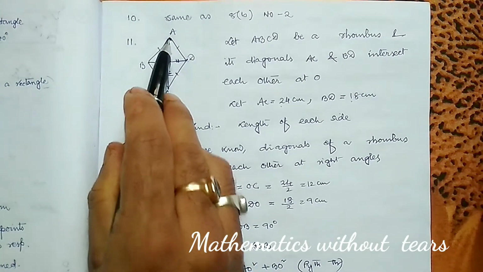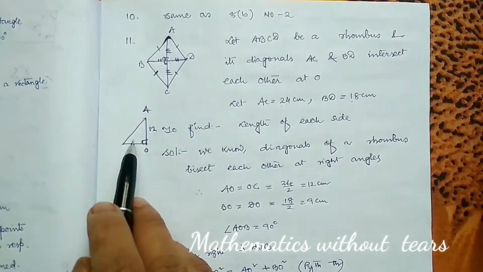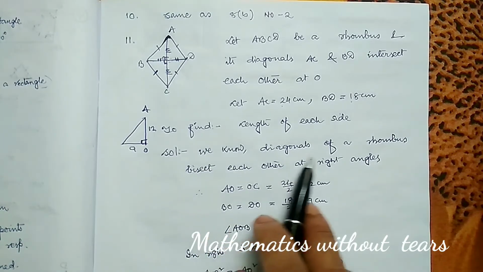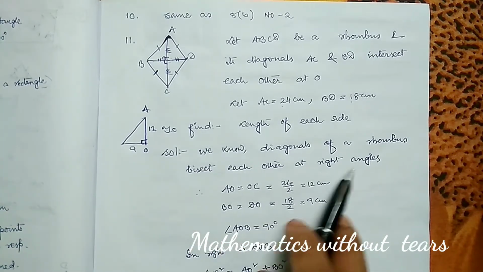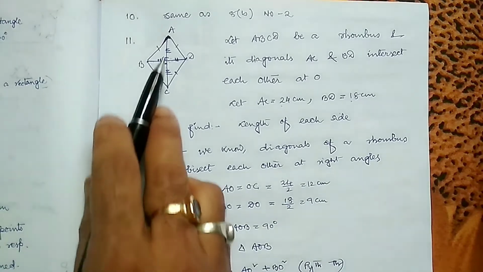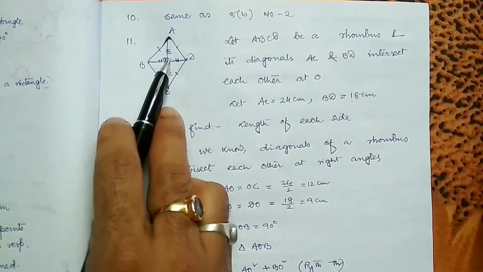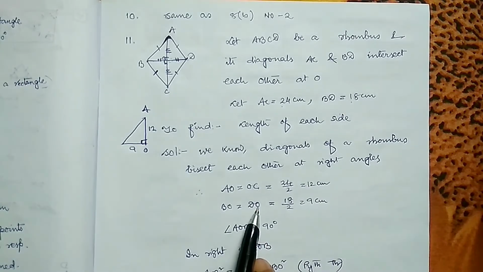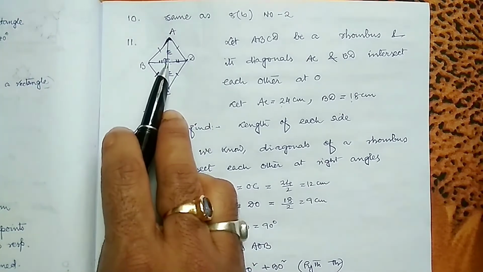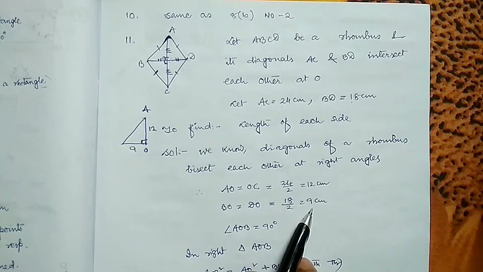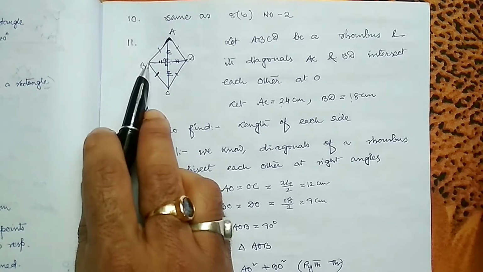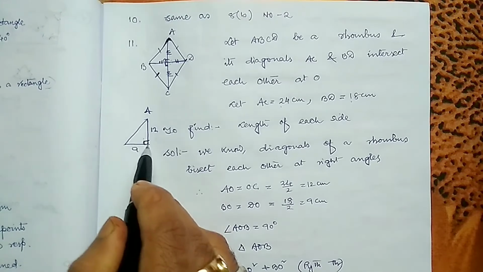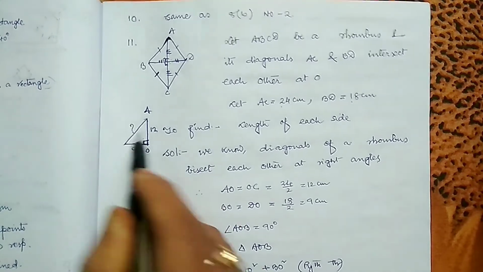I have drawn AOB, only this part, separately for our understanding. So how to solve this sum? We know diagonals of a rhombus bisect each other at right angles. So AO equals OC, 24 by 2, that is 12, and BO equals DO, which will be half of 18, that is 9. And angle AOB is 90, that means this angle is 90 degrees. This one is 12. This one is 9. We have to find this side.